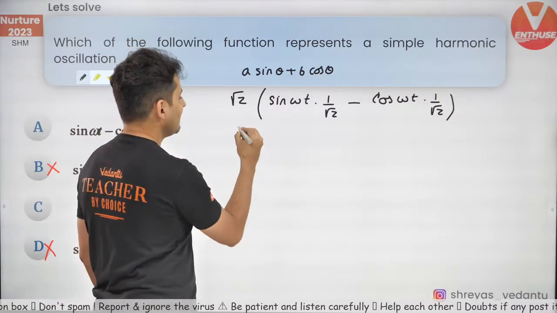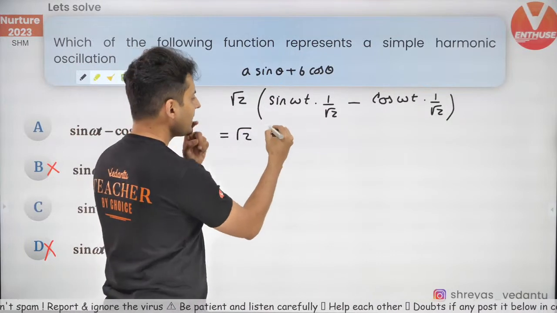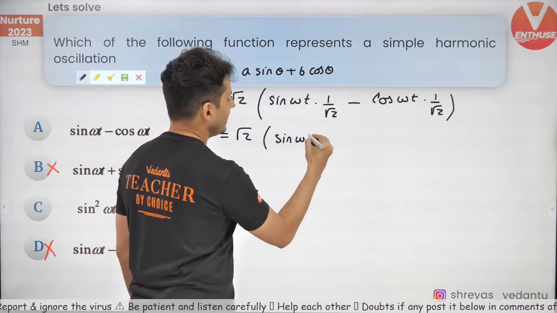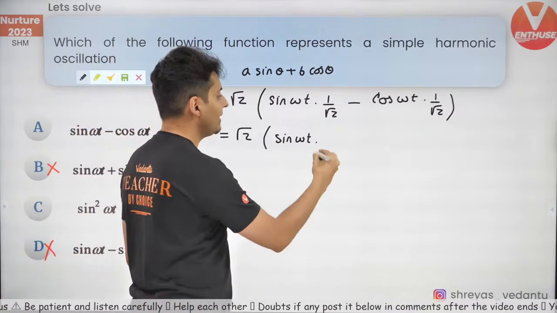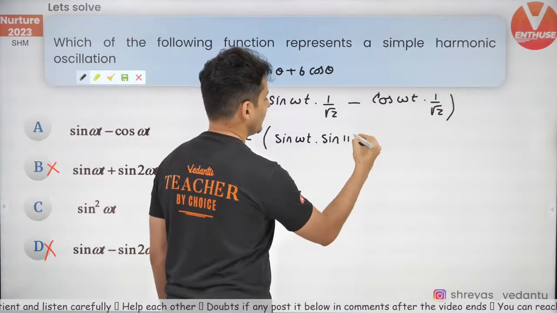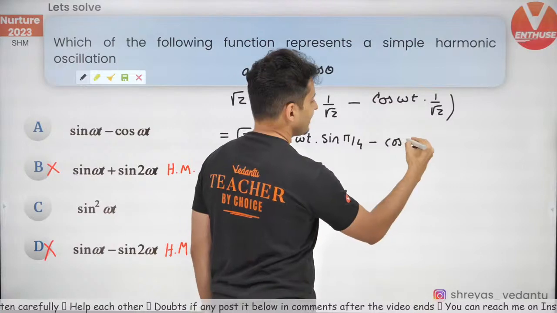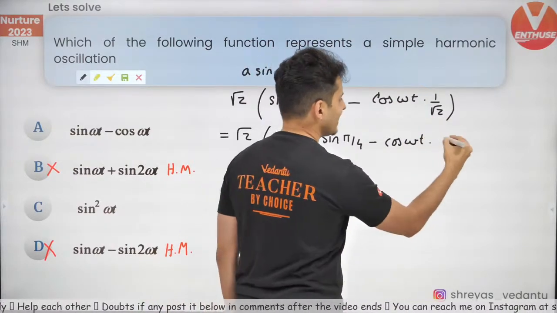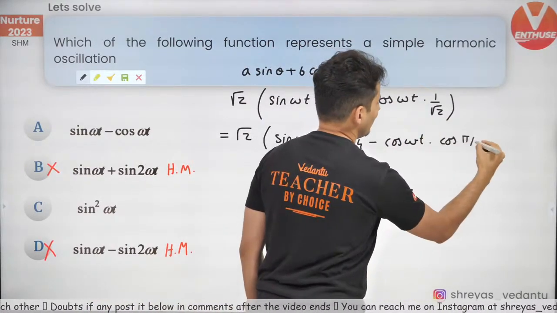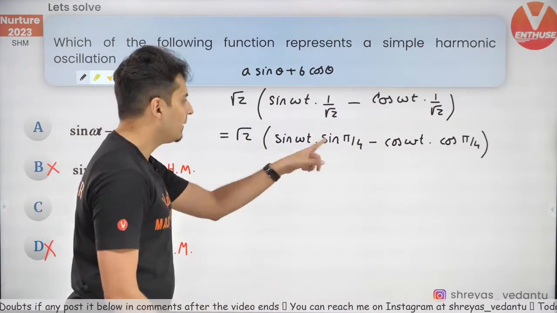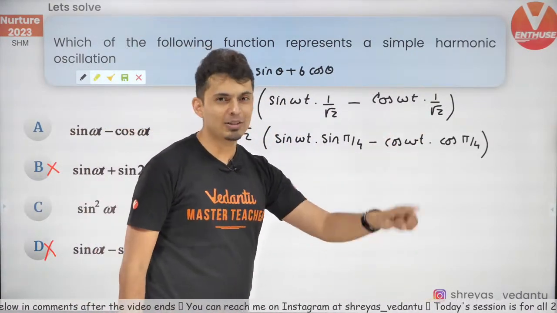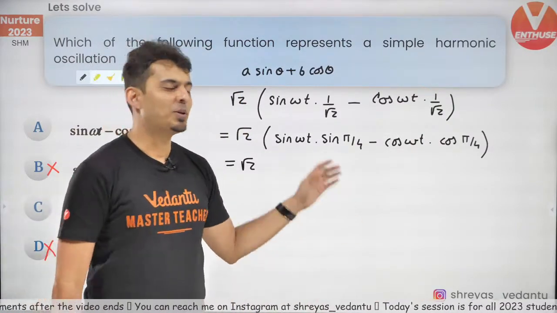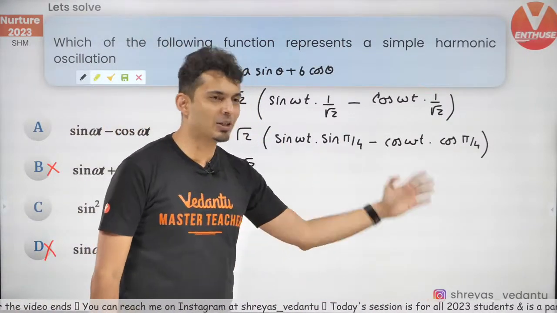Observe, if I write this as sine omega t, what is 1 by root 2? It is sine of 45 degrees, right? So sine of pi by 4 minus cos omega t. What is 1 by root 2? It's cos of 45 degrees. Now comes the interesting part. Sine A sine B minus cos A cos B. What is it? What is sine A sine B minus cos A cos B?